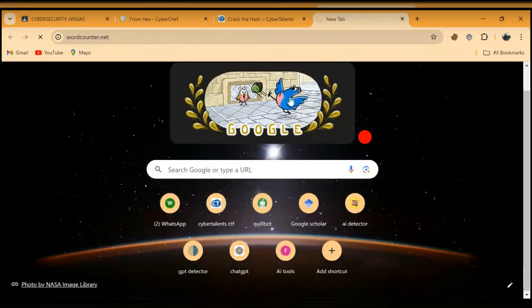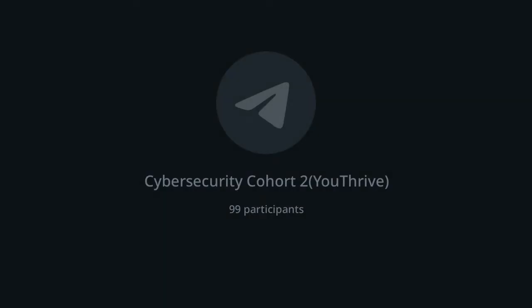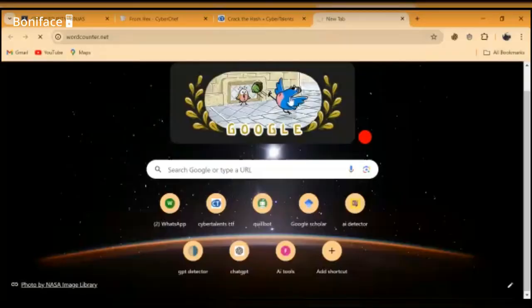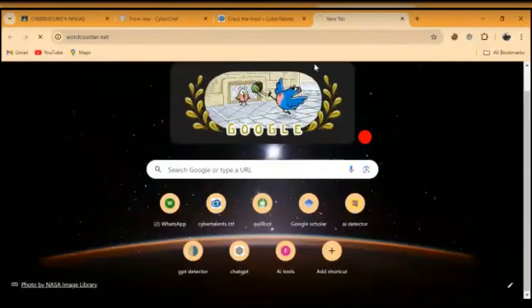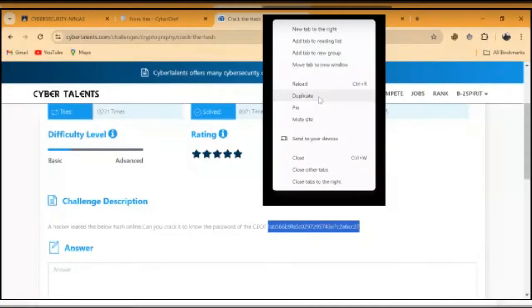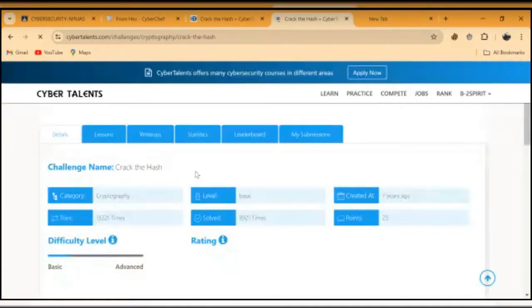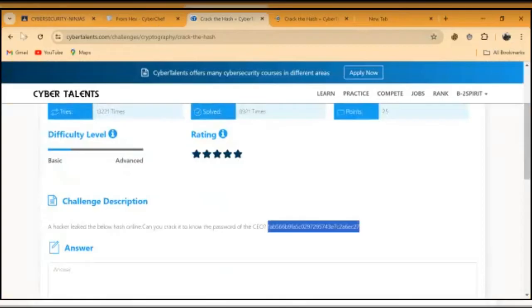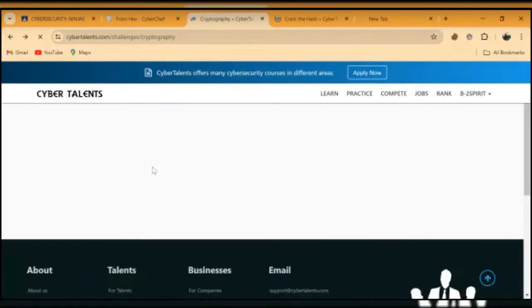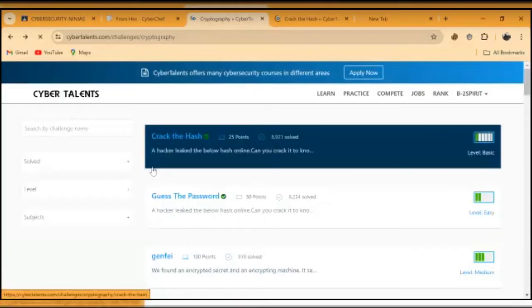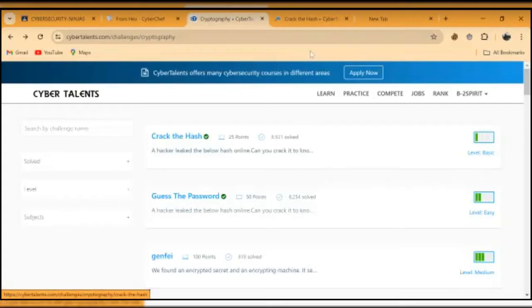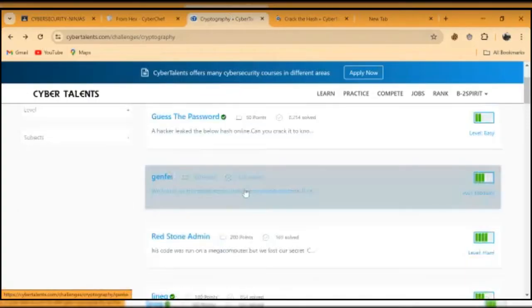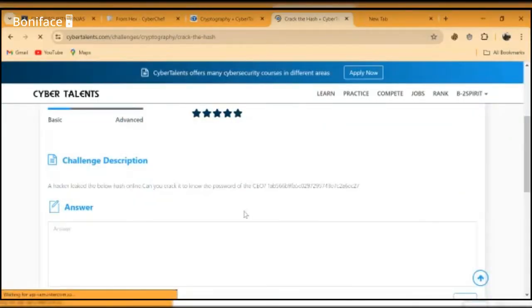It's still loading, taking its time to load. While that is going on, we are going to check another challenge. Yes, it has 32 characters. Okay, we're not going to wait for this to load. If we count, it has 32 characters.